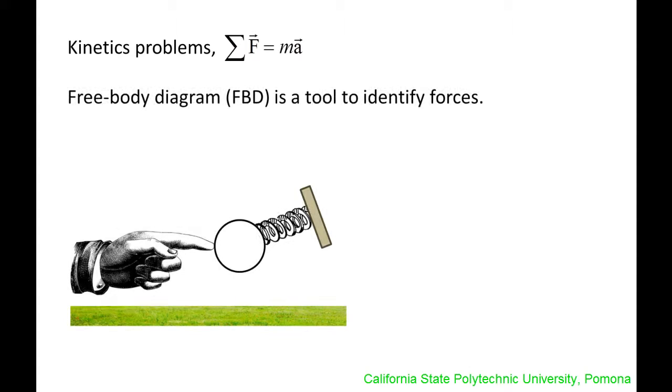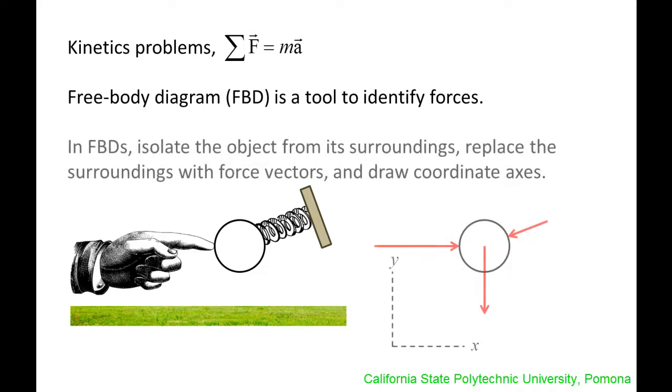A free body diagram is a tool that helps us identify those forces by isolating the object from its surroundings and replacing the surroundings with force vectors. Along with isolating the object and drawing force vectors, you also must draw coordinate axes and indicate the positive direction of the coordinates. Drawing a free body diagram is the first step in solving a kinetics problem, and it is crucial that you draw a correct free body diagram before attempting to solve the problem.